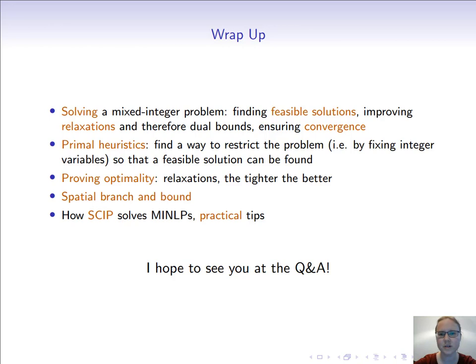A large part of this lecture has been dedicated to proving optimality, and this is all about relaxations. And the tighter relaxations are, the better dual bounds we obtain, the happier we are. And I have covered the cases of convex and non-convex problems. Then I have described the main steps of the spatial branch and bound algorithm, and I have talked a bit about how SCIP solves MINLPs and given a few tips which might be useful when working with MINLPs.